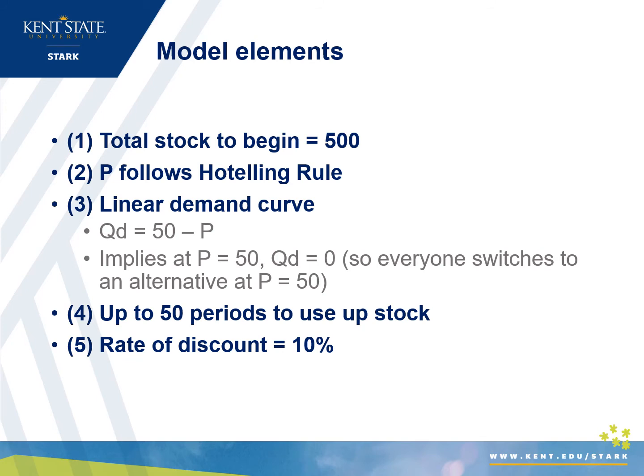I will also assume a linear demand curve where our quantity demanded is equal to 50 minus the price. So at higher prices, the quantity demanded will be less. Now, one thing, when you look at this, this does imply that if the price is at 50, then exactly none will be demanded. So everyone is going to switch to some kind of alternative at a price equal to 50. The name we give to that price of $50, where the quantity demanded falls to 0, is the backstop price. Effectively, what this means is that it doesn't matter how scarce this resource gets, the price can never go over 50, or people will just entirely stop buying it.